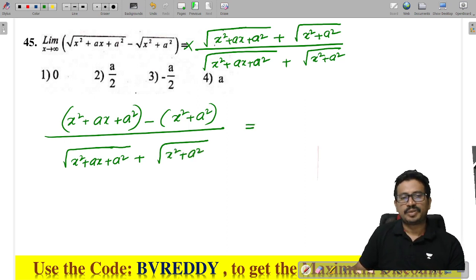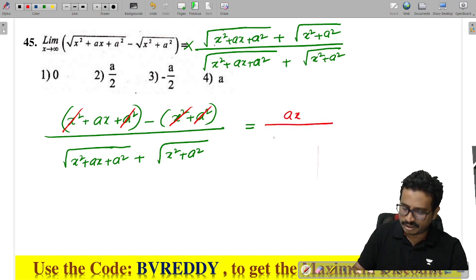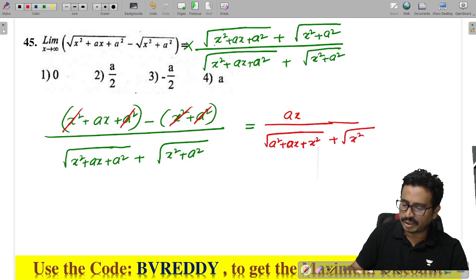Now you tell me now here. So x square a square will get cancelled now here. So numerator what we have left out, you see this thing here, this is ax by square root of a square plus ax plus x square plus square root of x square plus a square.